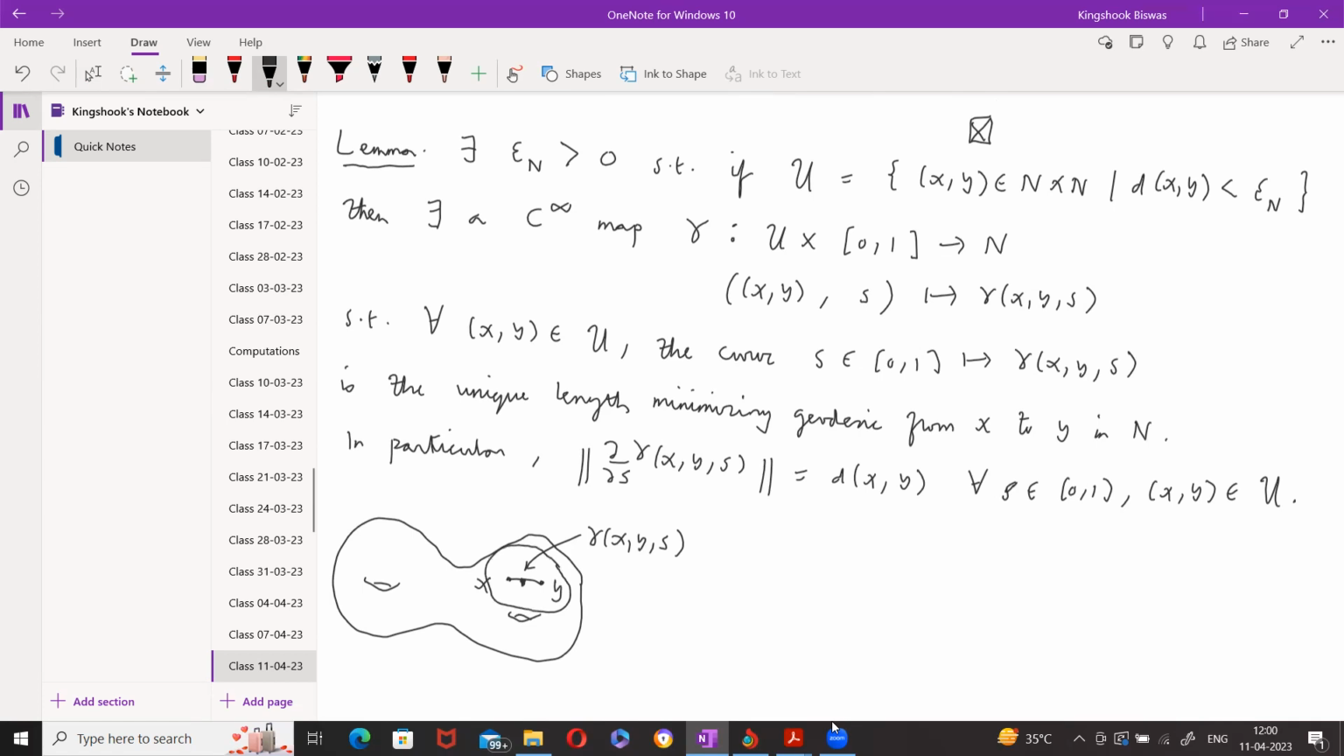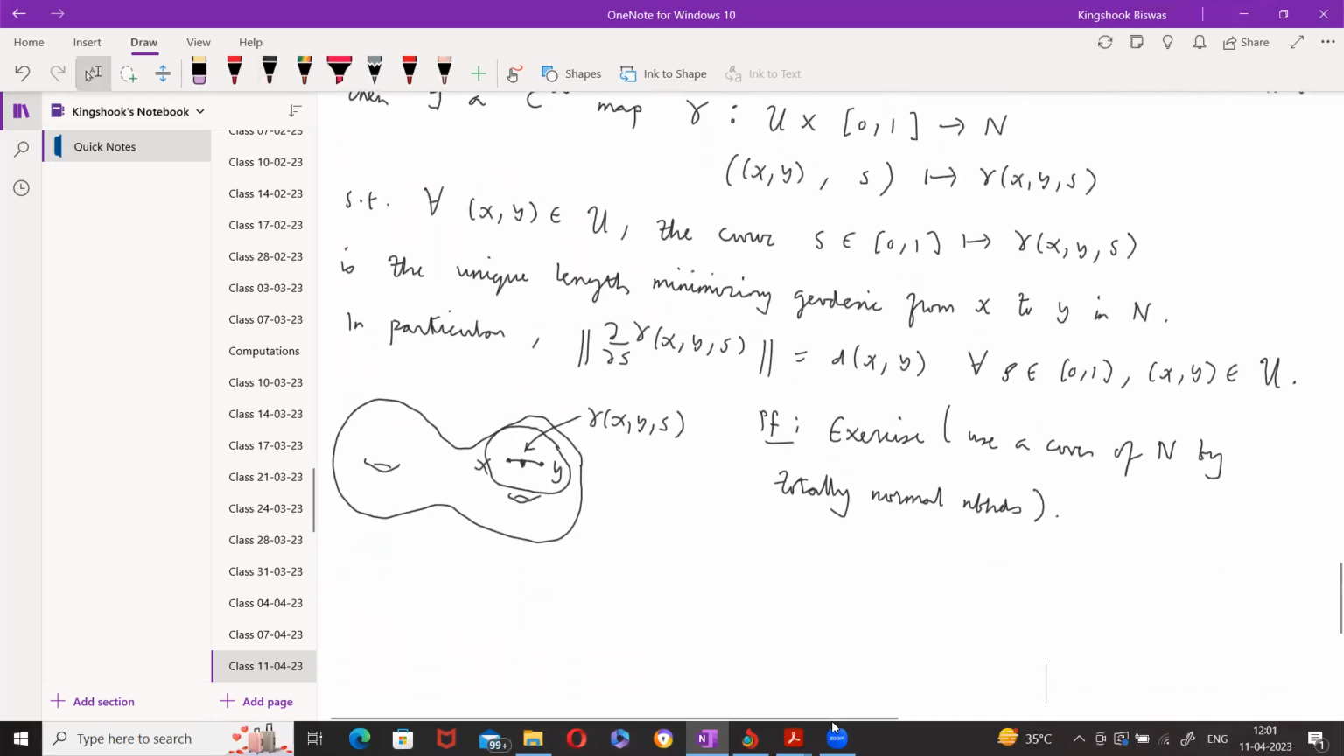I leave the proof for you as an exercise, using what are called totally normal neighborhoods. Just use a cover of N by totally normal neighborhoods. So we have this, and now we can do the proof of the theorem.